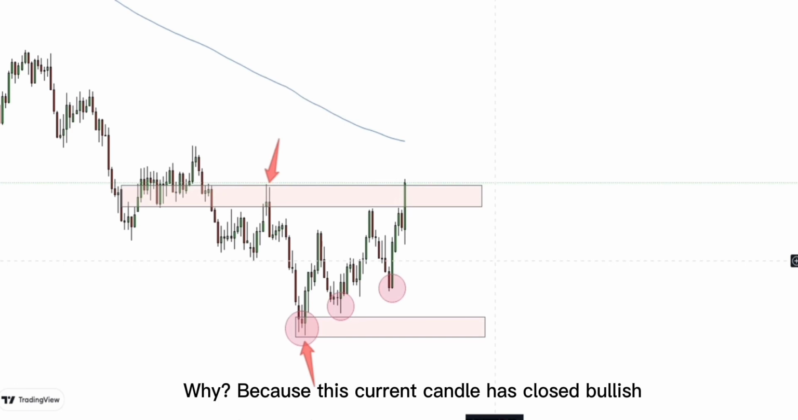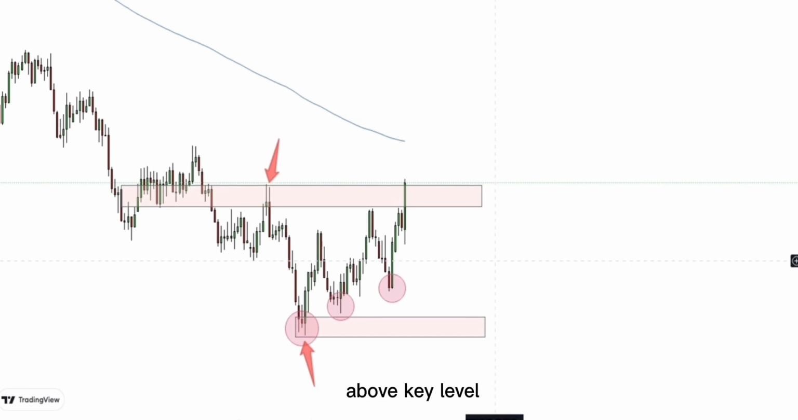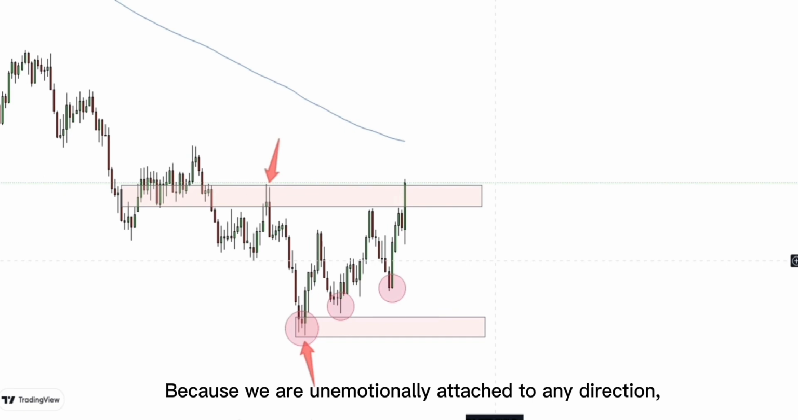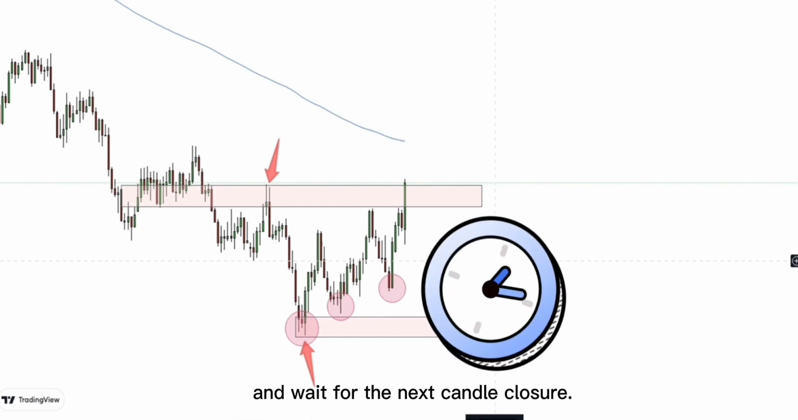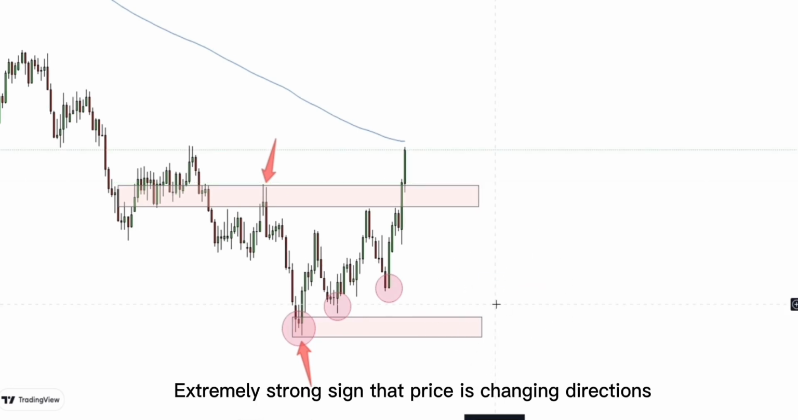Why? Because this current candle has closed bullish above a key level and the most recent lower high, a potential change in direction. Now, because we are unemotionally attached to any direction and the fact that we've had a major break of a key level, we will not be selling. Instead, we will be patient and wait for the next candle closure. Extremely strong sign that price is changing directions.